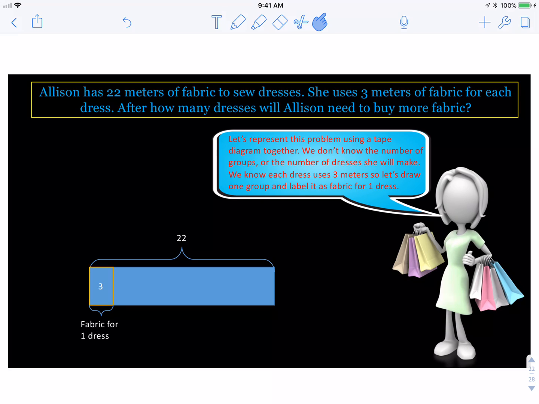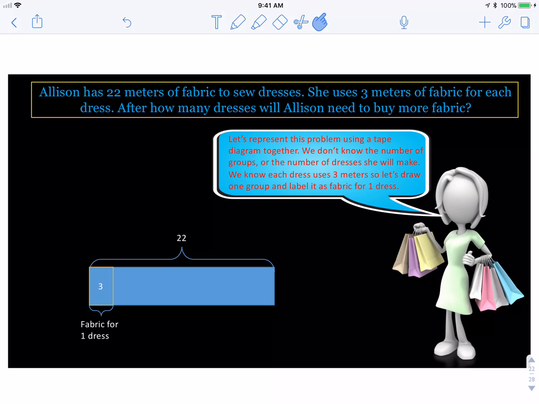Allison has 22 meters of fabric to sew dresses. She uses 3 meters of fabric for each dress. After how many dresses will Allison need to buy more fabric? Let's represent this problem using a tape diagram together. We don't know the number of groups or the number of dresses she will make.